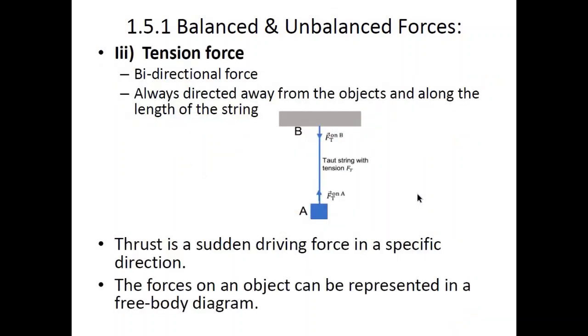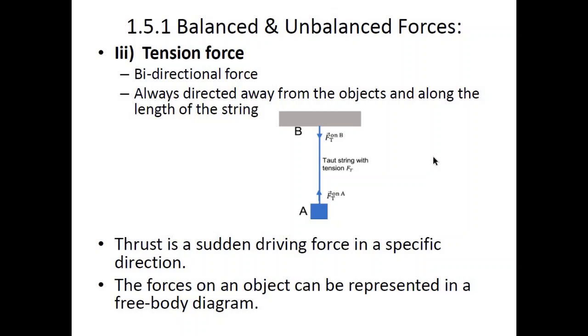Then we have tension force. Tension force is a bidirectional force, and it is always directed away from the object and along the length of the string. For example, if an object is being hung by a rope or a string, then the force in that string or rope would be known as the tension force, and it would be bidirectional. The object would be applying some force onto the string or the rope, whereas the string would also be applying a force to the point, to the ceiling, or to the tabletop where it is being connected.